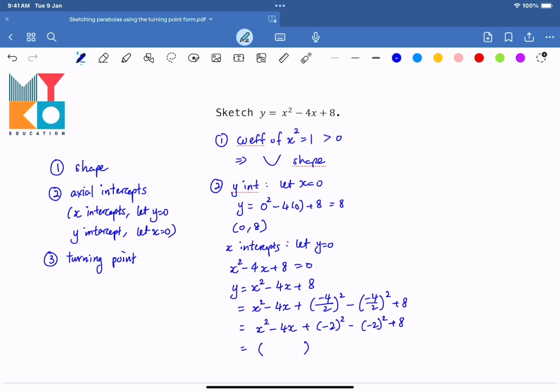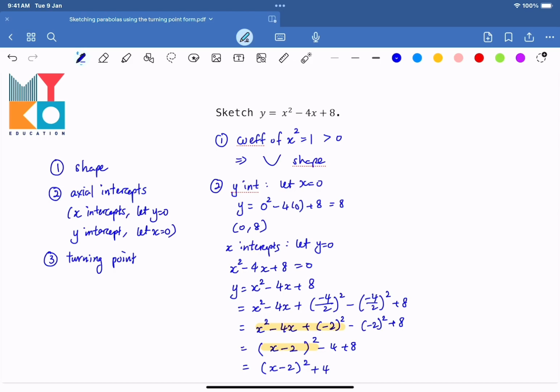And the reason why we do that is because the first three terms become what we call the perfect square. So if I were to write it in the perfect square form, it will be (x minus 2) squared minus 4 plus 8. And if I were to highlight these first three terms, it's going to be your perfect square. And this will simplify to become (x minus 2) squared plus 4.